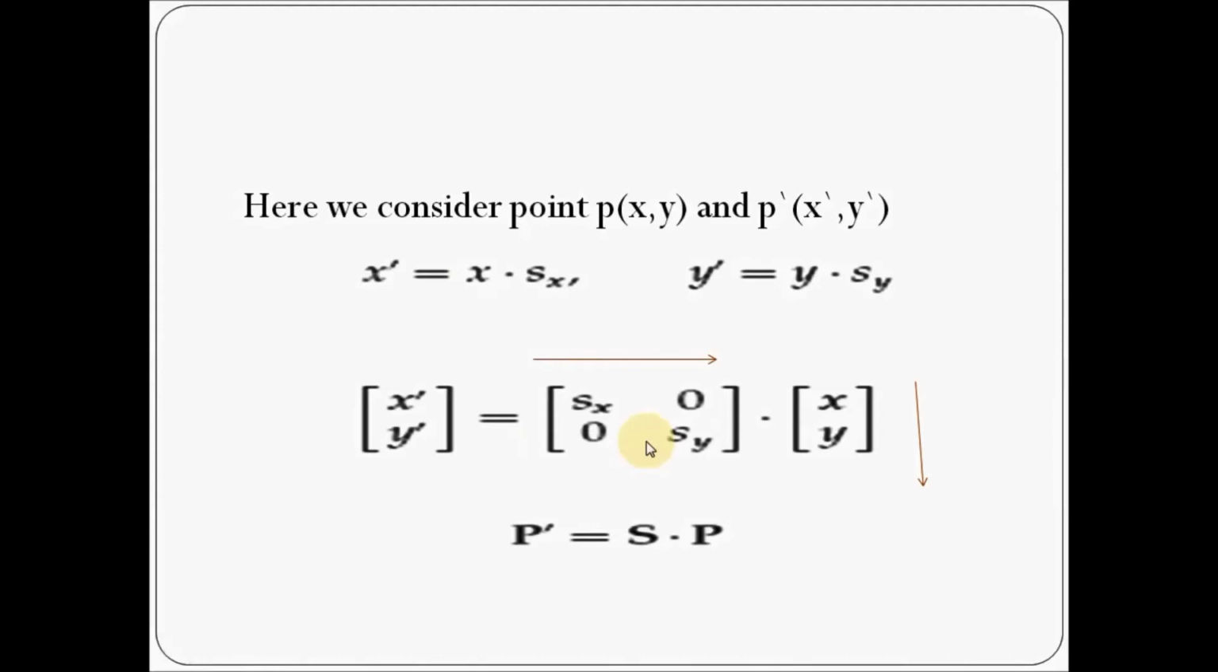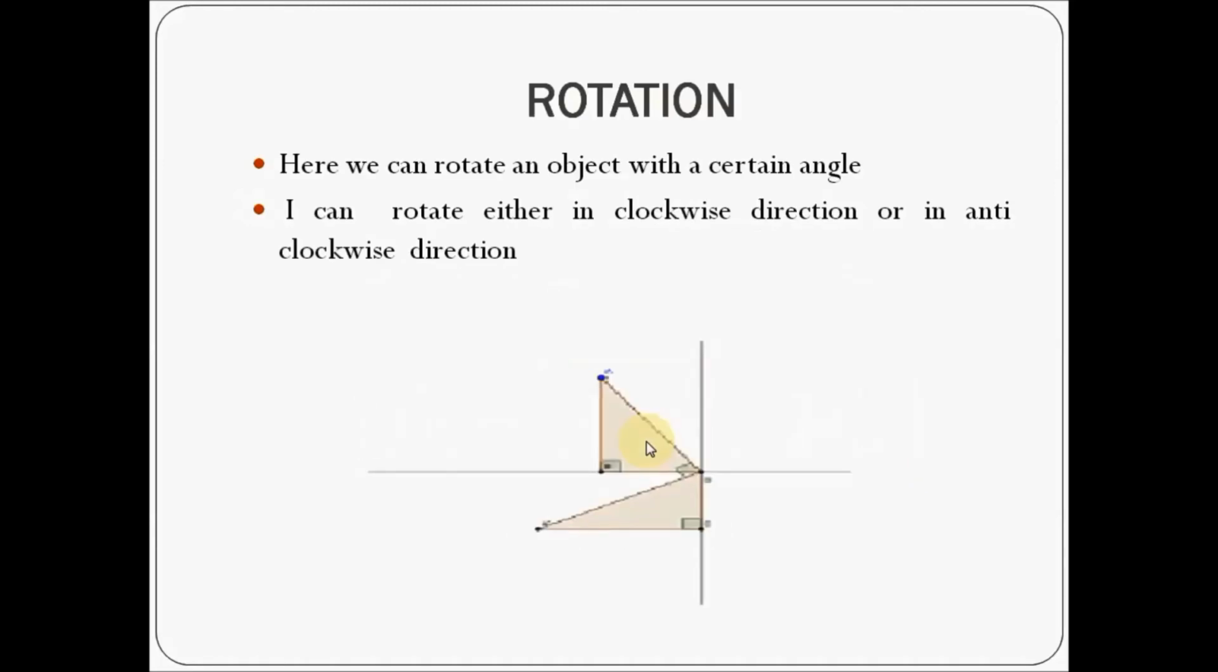Now I'll move on to the rotation. Here we can rotate the object with a certain angle. For example, I can rotate with a 90-degree angle, I can rotate my object with a 45-degree angle, like that. You can rotate your object using any angle.